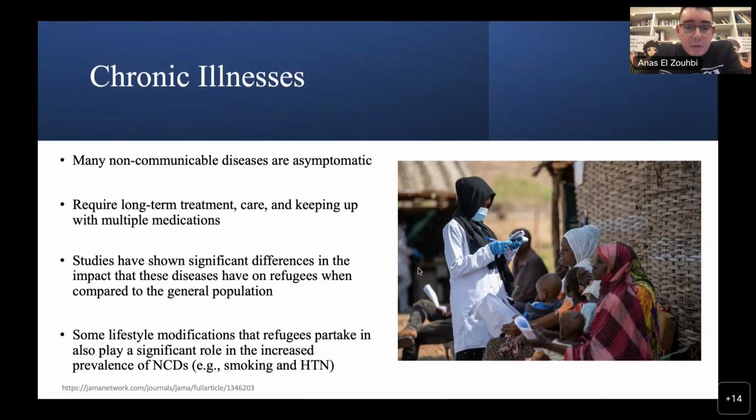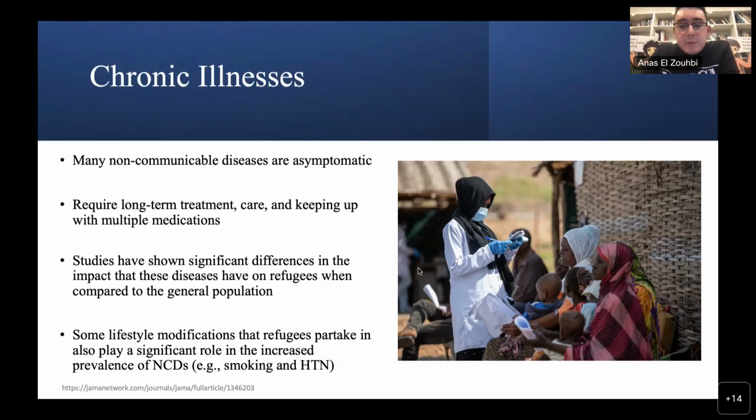And a lot of them do require long-term treatment. They require long-term care and making sure that the patient keeps up with multiple medications. And studies have already shown that many of them have a major impact on refugees, especially when compared to the impact that they have on the general population.